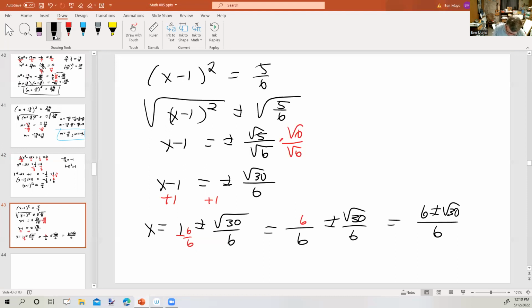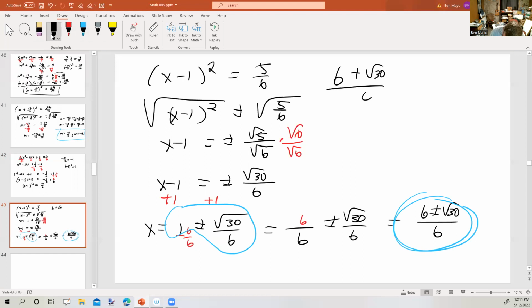So again, I want to point out this answer is correct. So is this one. I'm going to take this and write the two separate answers and go to my calculator.